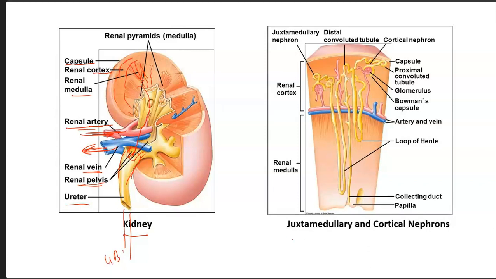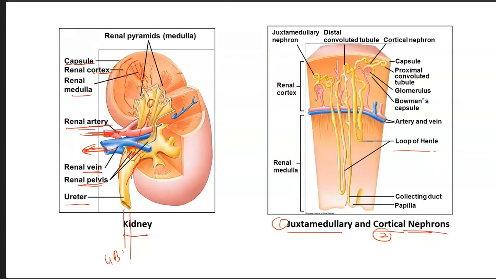So there are two types of nephrons. You have the juxtamedullary nephrons, and also you have the cortical nephrons. So what is the difference between juxtamedullary nephron and cortical nephron? It is based on the length of the loop of Henle.